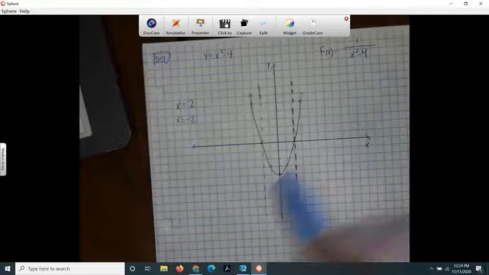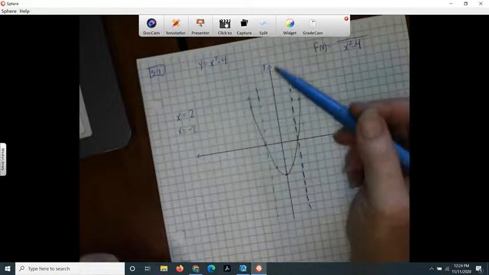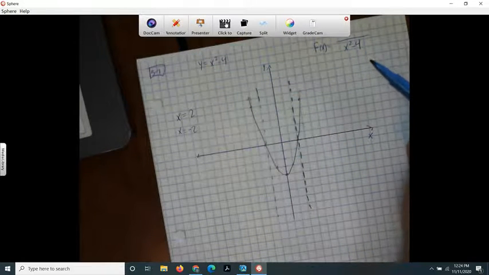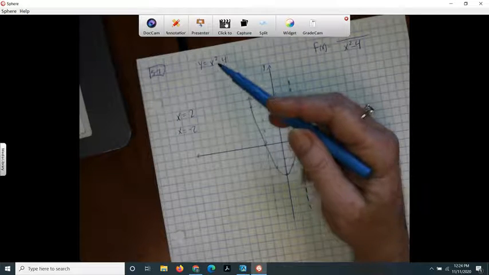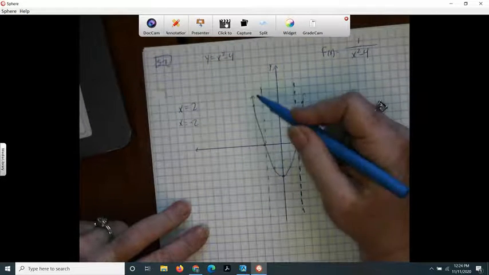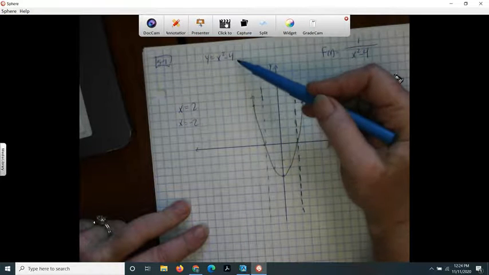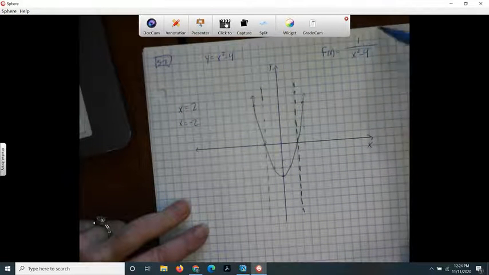So I went ahead and graphed y equals x squared minus 4. I can recognize that it is just a parabola that's moved down by 4. So that's the one that's here in pencil. And then I know that this is the reciprocal.